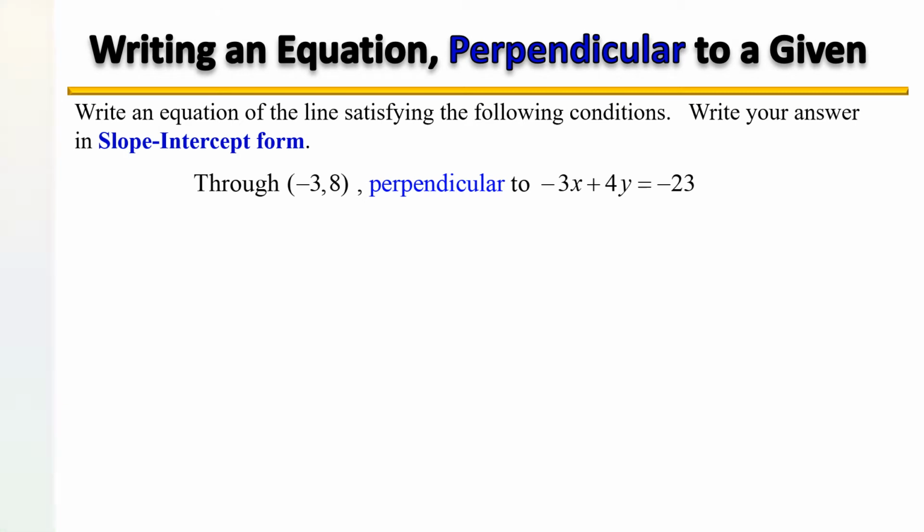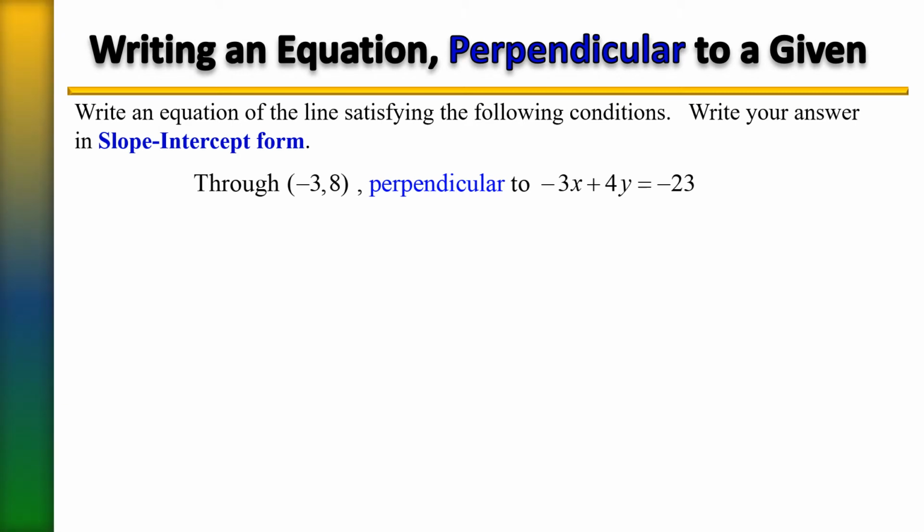In this example, we will be writing an equation of a line perpendicular to a given line. So we are asked to write an equation of a line satisfying the following conditions. Write your answer in slope-intercept form. So the conditions are to write a line through (-3, 8) perpendicular to -3x + 4y = -23.